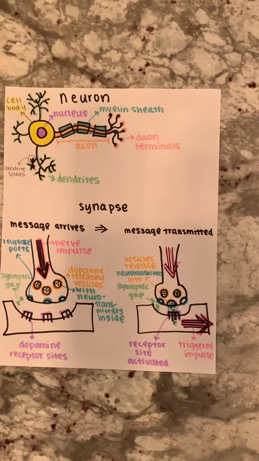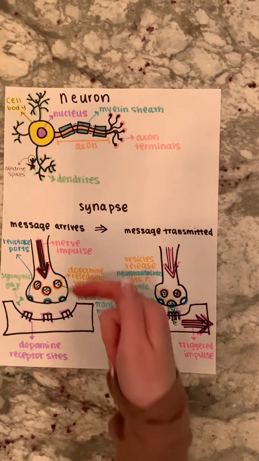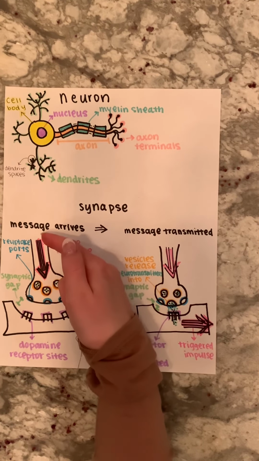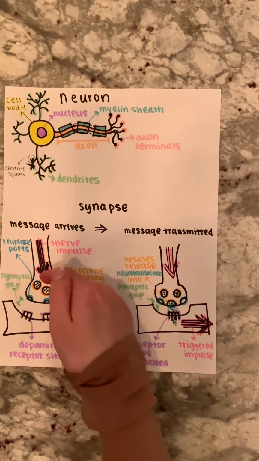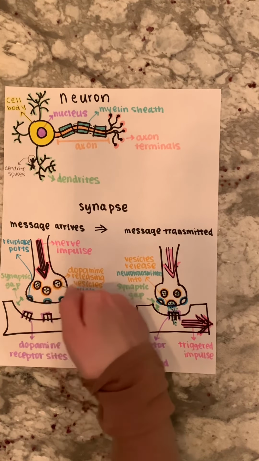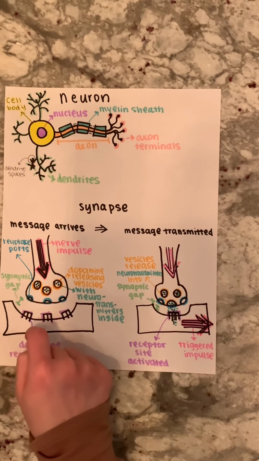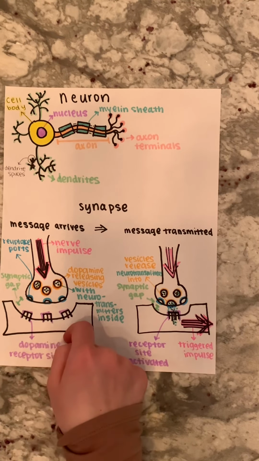When a message needs to be passed along, it is electronically transmitted in the neuron and communicated across the synaptic gap between that neuron and another one. So here is the electronic message. It's an electronic form, or the nerve impulse, and then it's going to be passed along through the synaptic gap right here, and then is going to reach the neuron that it is trying to communicate with.